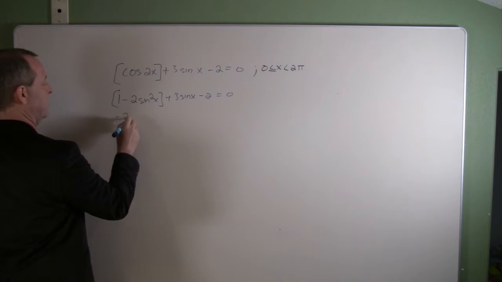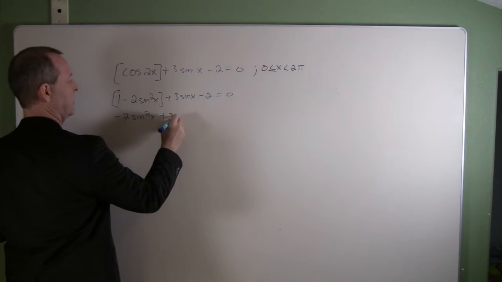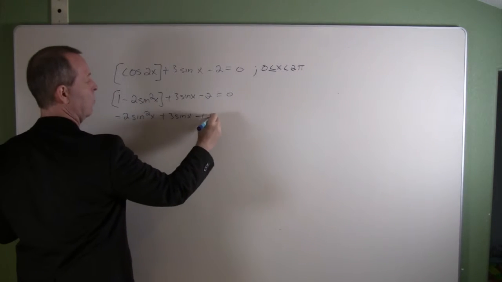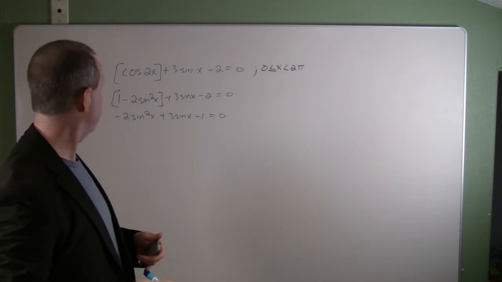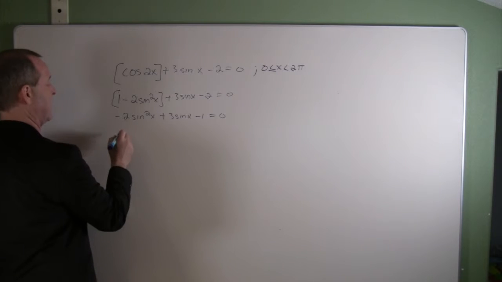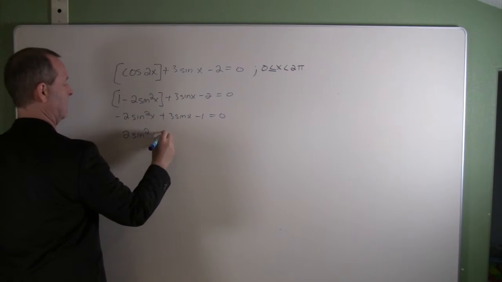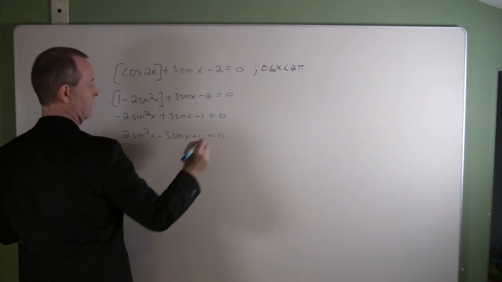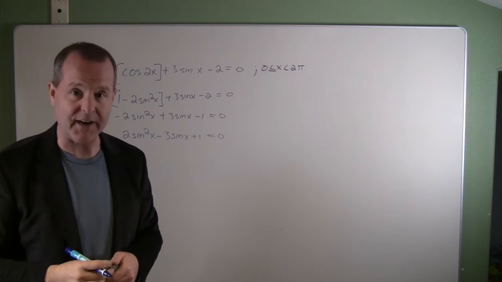So I have minus 2 sine squared of x plus 3 sine of x. 1 plus a negative 2 gives me a negative 1 equals 0. Starting to have a quadratic form. Let's get a leading positive coefficient. So let's multiply both sides by a negative 1. I have a quadratic now that I can solve, or well, not solve, I can factor.